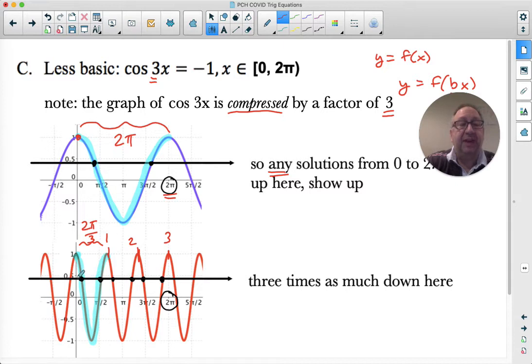So we're going to have to take any solution we had here, and if we add the period to it, it gets us the very next solution. And we can keep doing that and getting additional solutions.